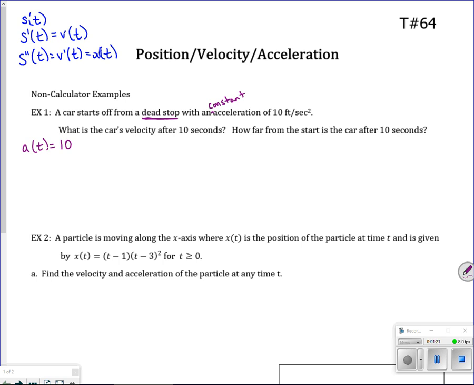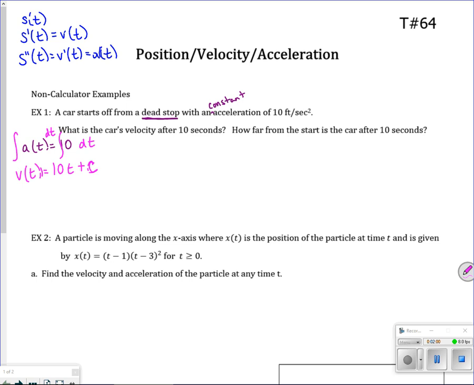Now then, it says, what is the car's velocity after 10 seconds? Or the question might say, what is the velocity at any time? So you have to solve for velocity. Well, going backwards in a sense, the integral of acceleration is going to give you velocity. Now here's what's important if you go to solve this on a free response. You get 10t plus c.